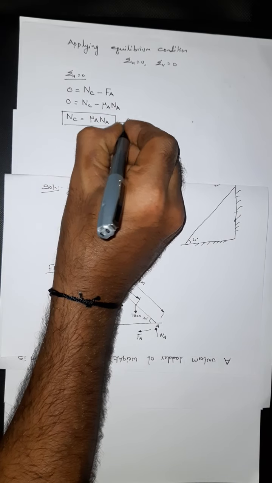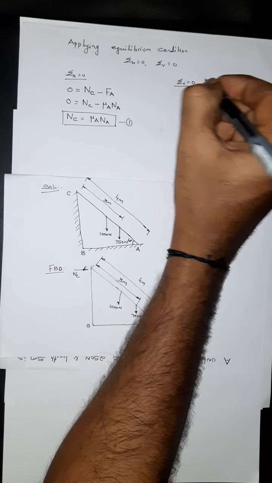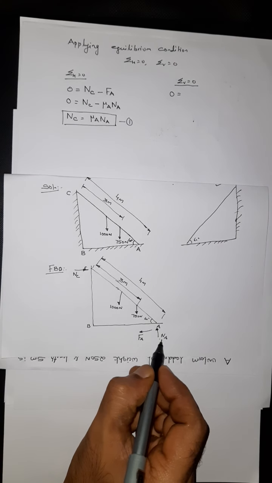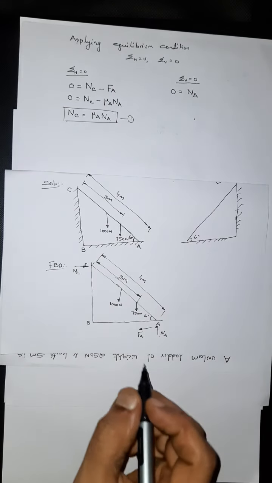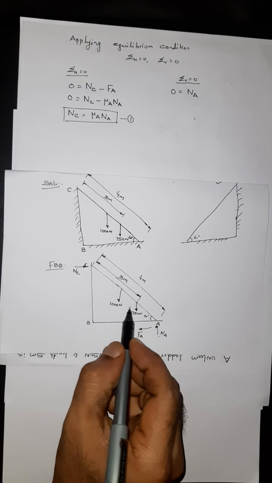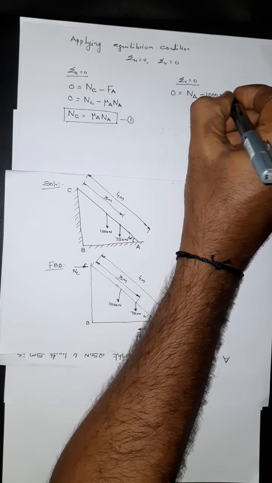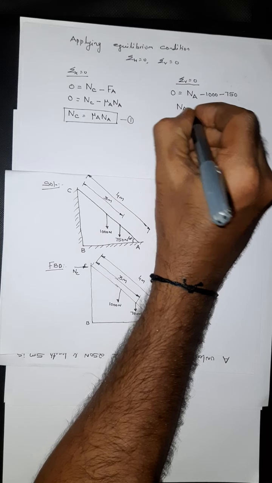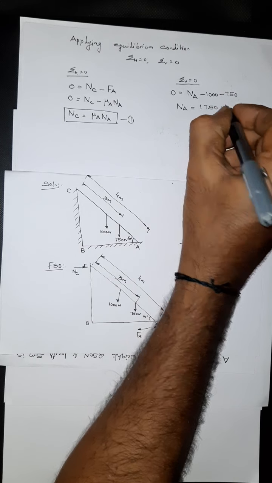Equation number 1. Now I am going to resolve the vertical forces. 0 equal to, there is a normal reaction which is acting vertically upwards, NA, and both the loads, look here, the weight of the ladder as well as the weight of the man are acting vertically downwards, which will carry negative sign. I am going to take this NA to the left hand side. So NA equal to 1750 Newton.